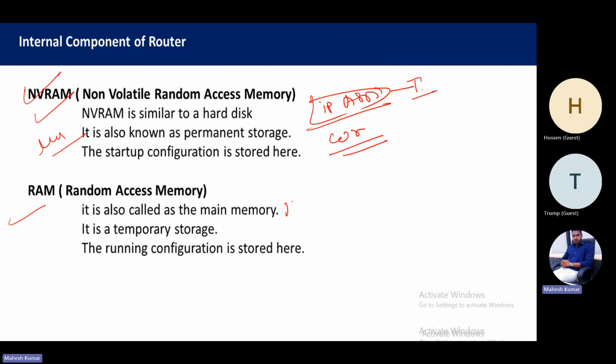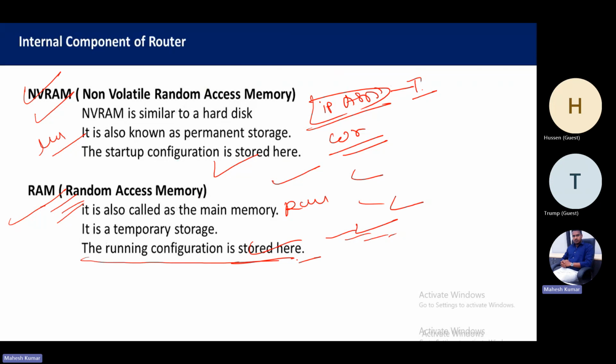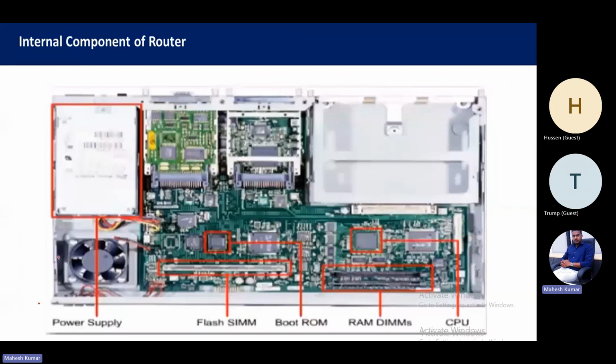And RAM is random access memory. Let's suppose whatever you are able to see on my screen, all these running things are on the RAM only. It is also called the main memory. It is temporary storage. The running configuration is stored here, because whatever I have opened on my PC is all running under the RAM only. It is not available in the NVRAM. These are the main memories, the four memories, and we need not go into the other internal components of the router like the power supply.